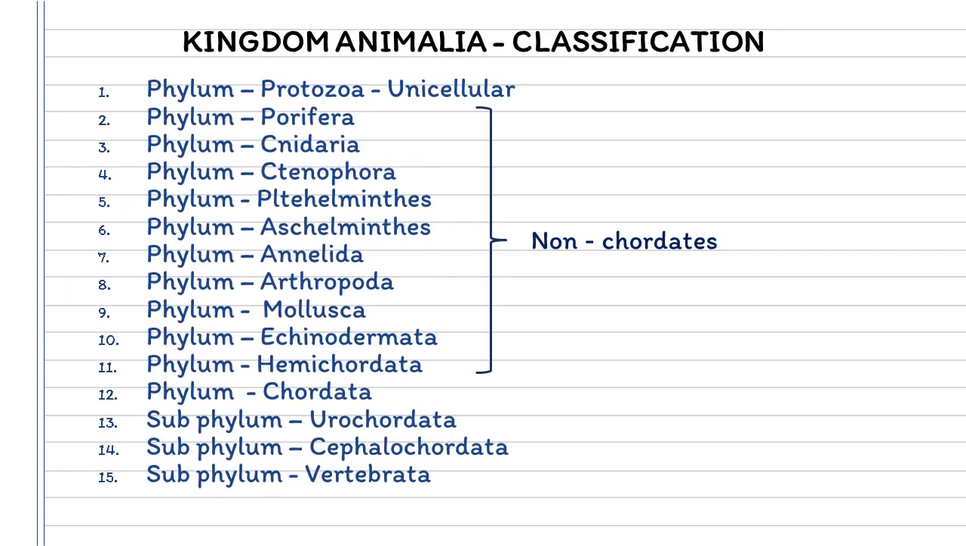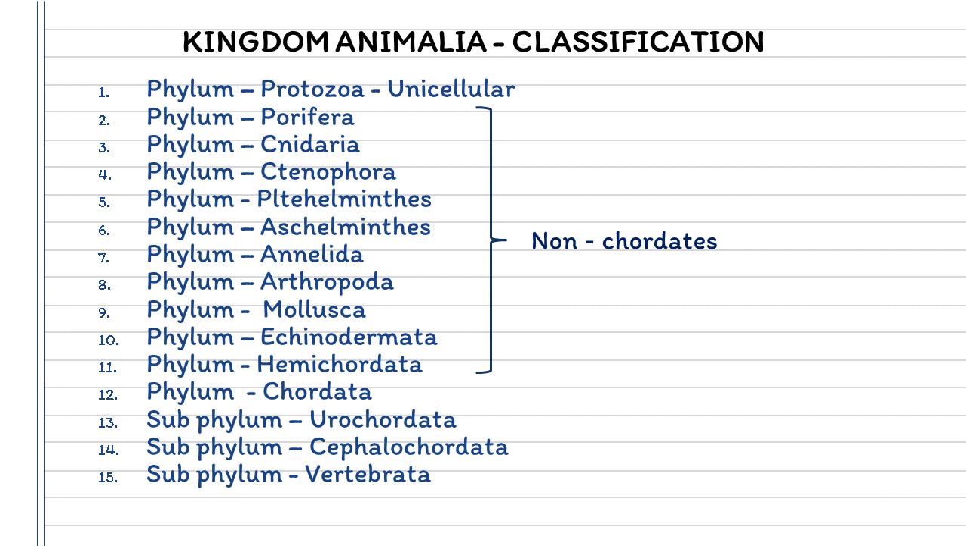Before we discuss today's session, this is regarding the kingdom Animalia classification. Unless you know about this classification, you will not understand the further classes. So, let us go through the phylums which belong to the kingdom Animalia. Kingdom Animalia consists of actually 12 phylums. This is the current and recent classification.